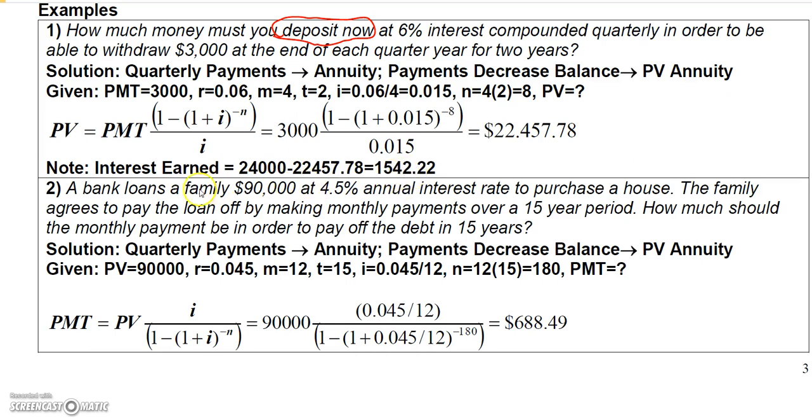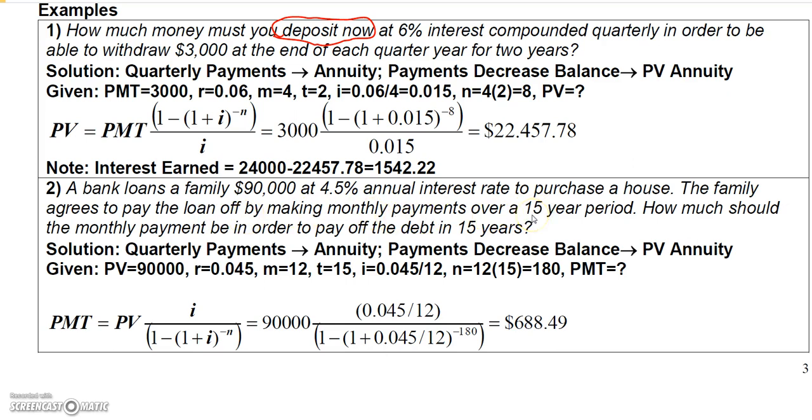Okay. Now, another example would be if you're calculating the payment on a car loan or a house loan, then you can use the present value annuity formula. But if you're calculating the payment, then you would use the payment formula. So in this example, you borrow $90,000 at 4.5% annual interest rate to purchase a house. And then it says the family agrees to pay the loan off by making monthly payments over a 15-year period.